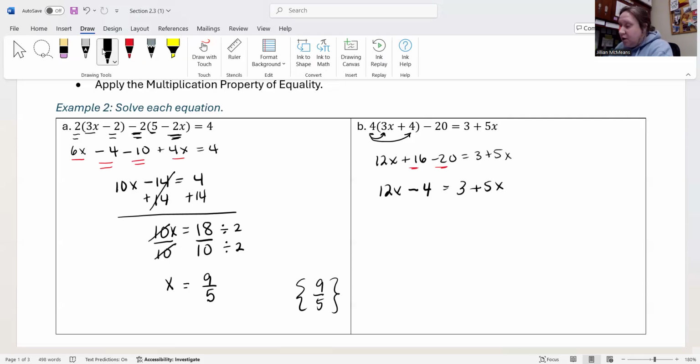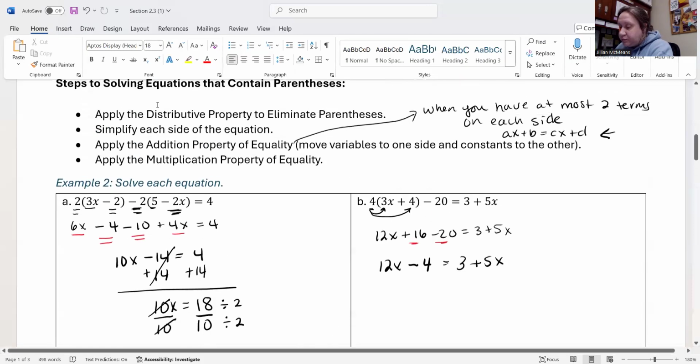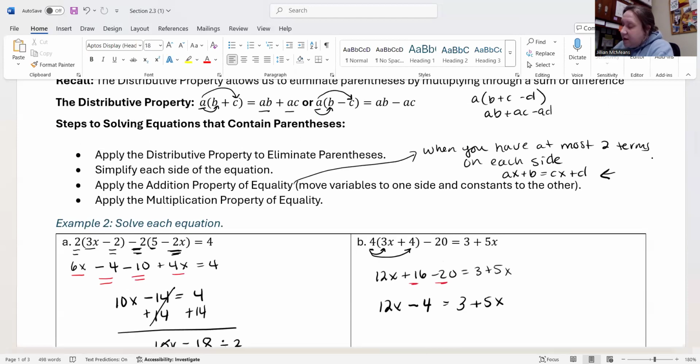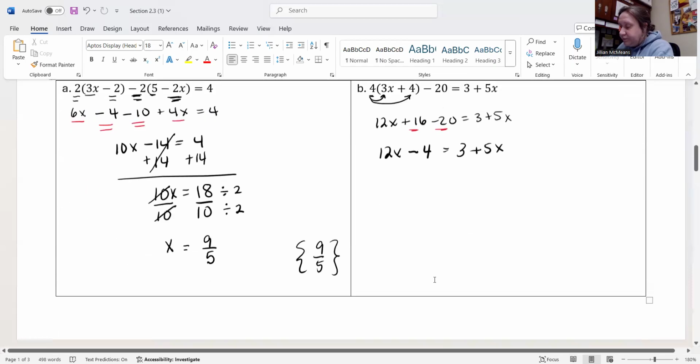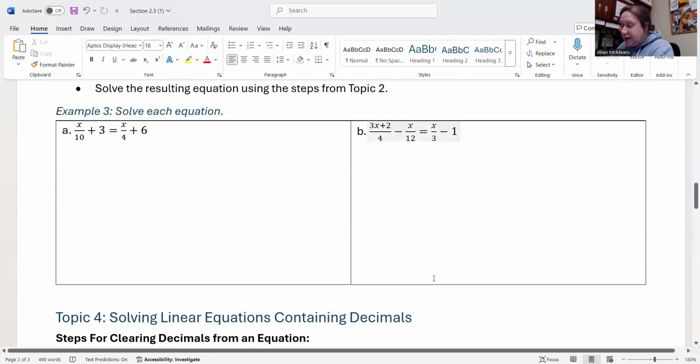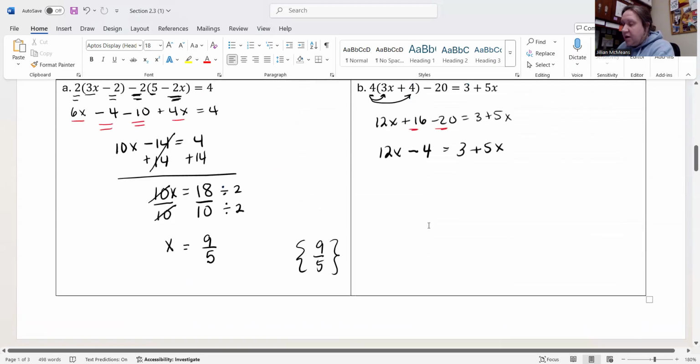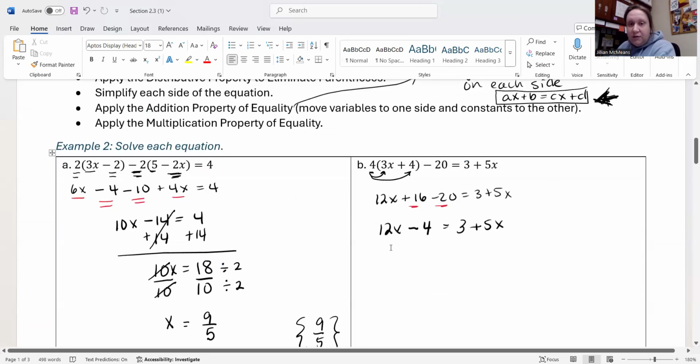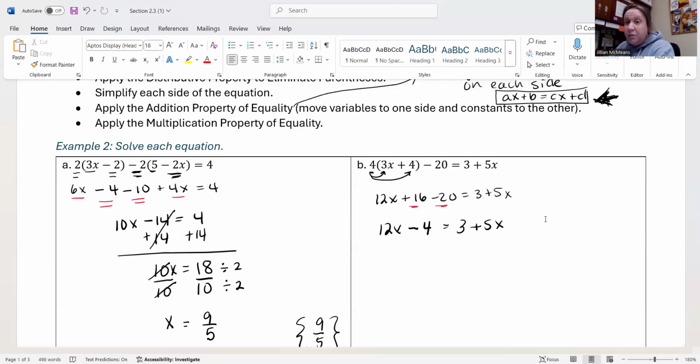So let's look at this. Earlier, I told you that you don't want to apply the addition property of equality until you have something that looks like this: variable term plus constant equals variable term plus constant. So this right here. And if we go back to our equation, where are we at? We are exactly there. Okay, we have a variable term and a constant, a variable term and a constant. So now we can apply the addition property of equality.